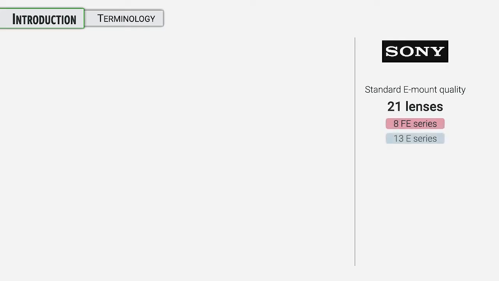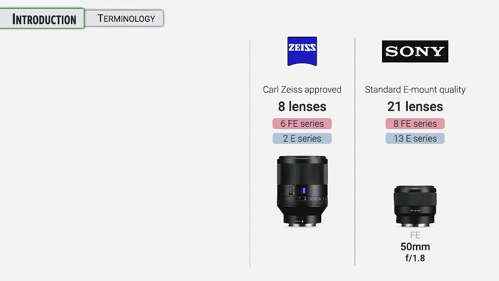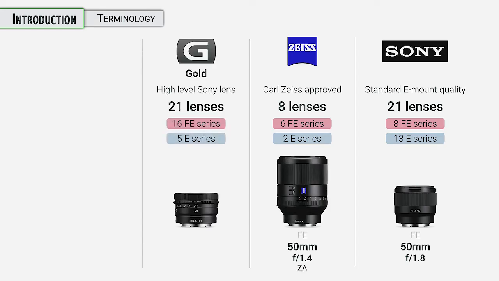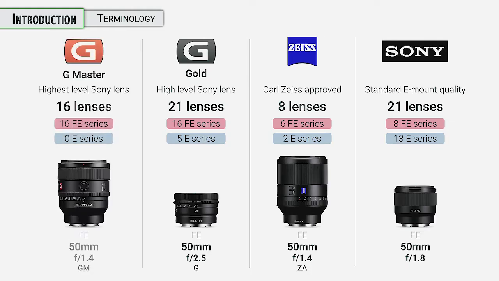Now, interestingly, Sony has 4 different categories or lens series that they make. They have basic Sony lenses, which are good quality lenses that meet a basic standard quality. And they have 21 different lenses, and they have quite a few of these in the E-series lenses, and a few of them in the FE series.